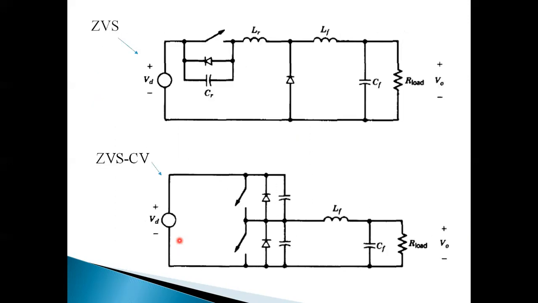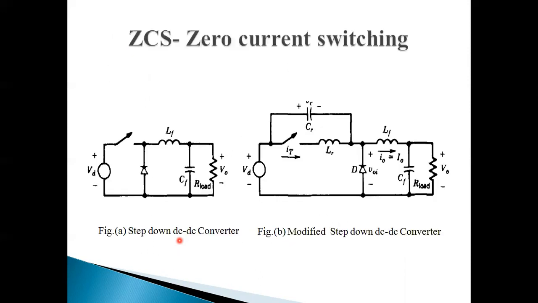In that, we saw zero voltage switching, and now we will see the zero current switching operation, as well as the diagram of the zero current switching. First of all, we will see the basic concept of zero current switching, after that we move forward to the main topic.